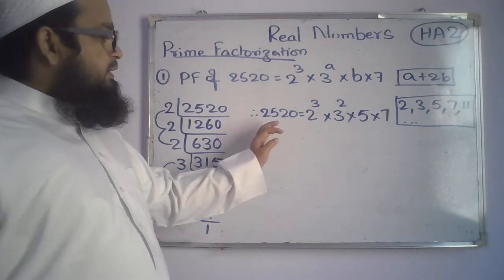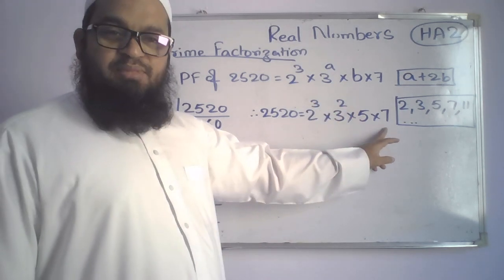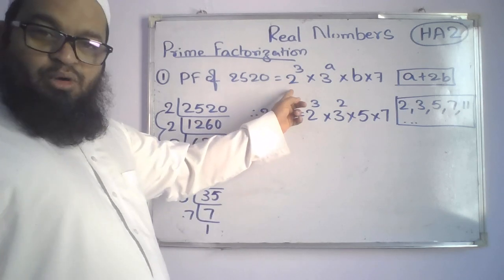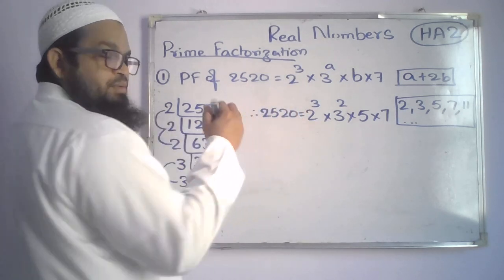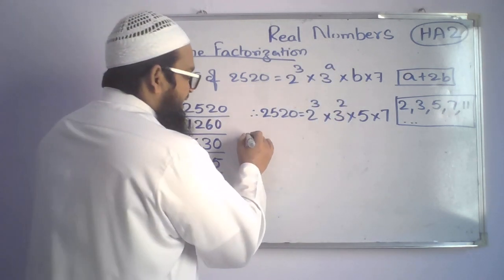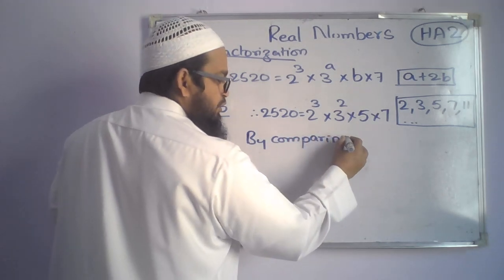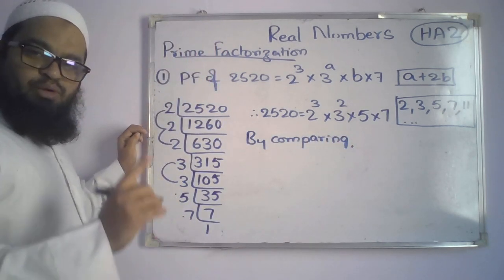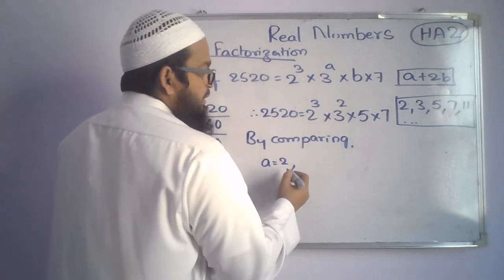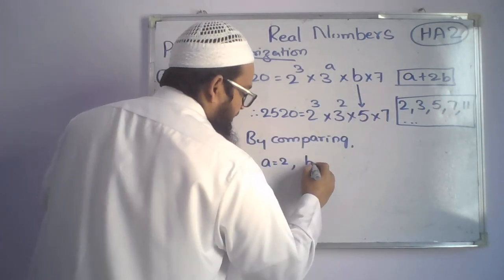So yeah, 2520 we got as 2 cube multiplied by 3 squared multiplied by 5 multiplied by 7. Now just equate it to what is given. So 2 cube and 2 cube, and 3 squared and 3 to the power of a. By comparing, if it is given for 2 marks, then you have to write this. Otherwise, if it is given for 1 mark, you can do it. So a is equal to 2, and 7 equals 7. So what is b? b is equal to 5.